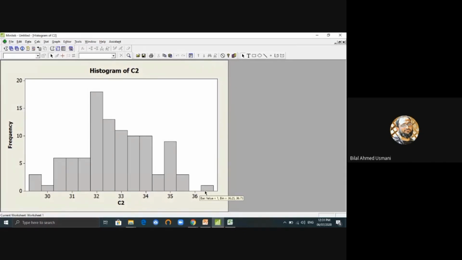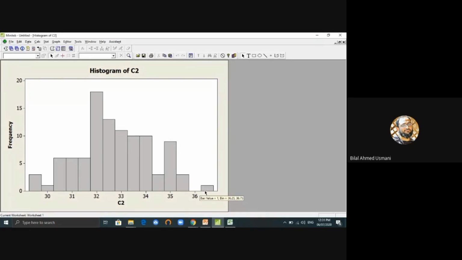Mean plus minus 1 standard deviation, 66% of values. Mean plus minus 2 standard deviations, 95.5% of values. Mean plus minus 3 standard deviations, 99.95% of values. You remember that empirical rule?